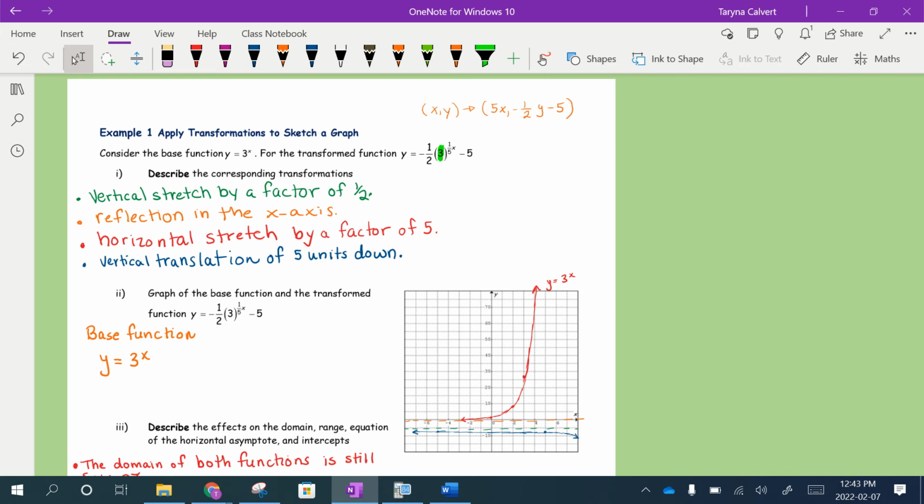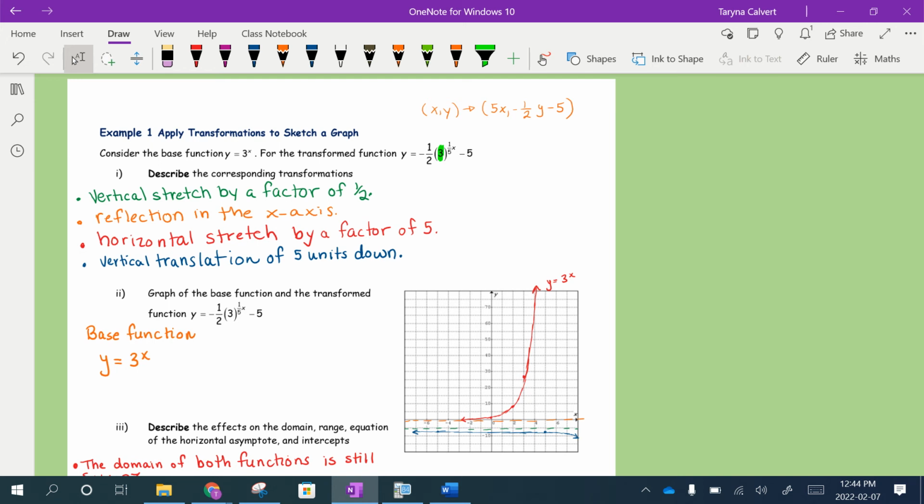So if I give you a function, you should be able to, just by looking at it, know where the horizontal asymptote is, because your asymptote is going to move with your vertical translation. Your vertical stretch will not touch your horizontal asymptote, but your vertical translation will. That's what's going to move that asymptote up and down, okay?